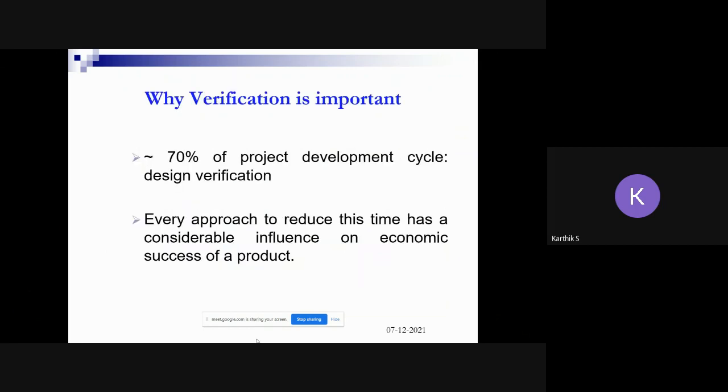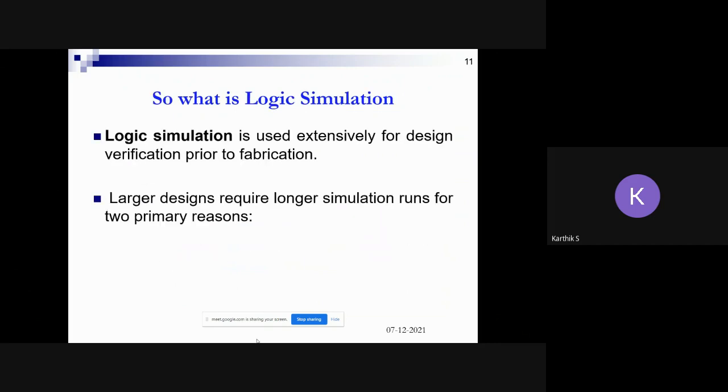And why is verification important? Definitely 70% of your development cycle depends on this verification. And every approach to reduce this time has an overall impact on that particular product. So let us see what is meant by logic simulation or verification. It is actually done before fabrication for verifying your design. And the larger the design, the more the simulation time.